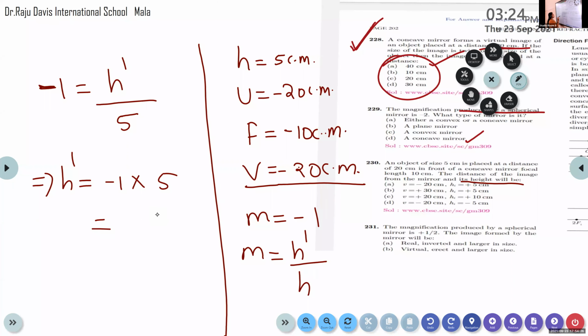Negative 5 centimeter. So which one is the correct option, A, B, C or D? Here the image distance is negative 20 centimeter and the height of the image is negative 5 centimeter. So which option is correct? Option D. Image distance V is equal to negative 20, height of the image is negative 5. So option D will be right. All right. Then the next question.